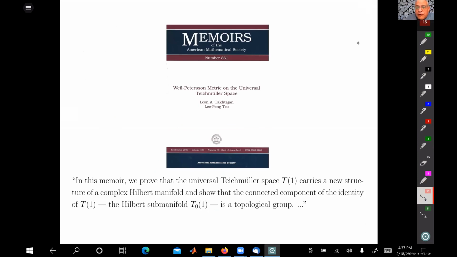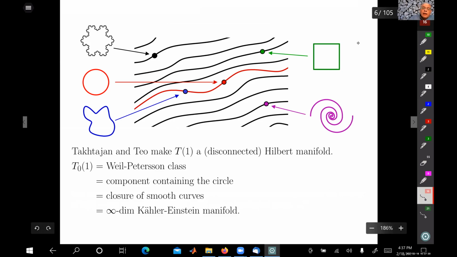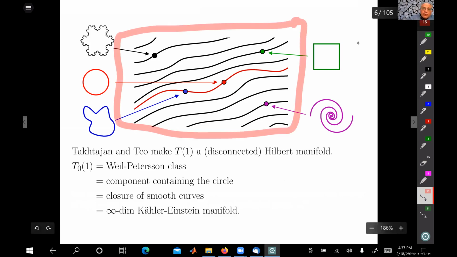So in 2006, he and his student Teo wrote a monograph in which they gave a Hilbert manifold structure to the space of closed loops in the plane. And the questions that we're going to talk about today are about exactly this Hilbert manifold. So I like to draw a little cartoon to illustrate what they proved. Here's a picture of the space of loops.